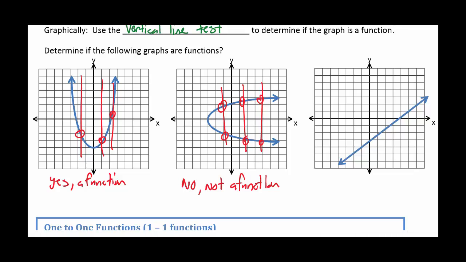All right, in this last example, again I'm going to draw a couple of vertical lines and convince myself that either it passes or it doesn't. And you can see very easily that it's only going to cross the line once. So this in fact is a function.